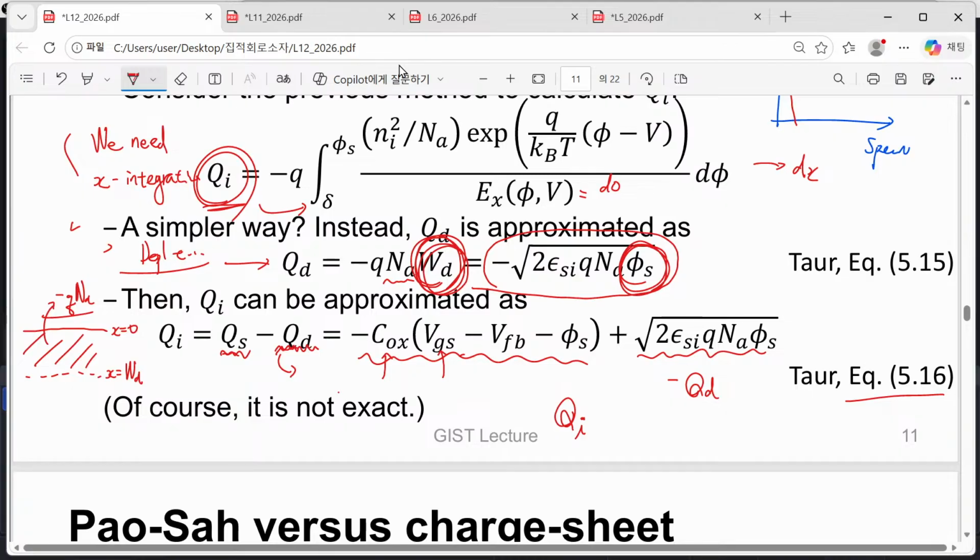Do you know V_GS? Yes, this is also a given quantity. Flat band voltage, this is also a given quantity. Epsilon, q, N_A, all of them are already known. So in this case, we can express Q sub I only as a function of surface potential. Once we know the surface potential, then we can calculate Q sub I. But please note that this is an approximate one. Once again, this is an approximate one.